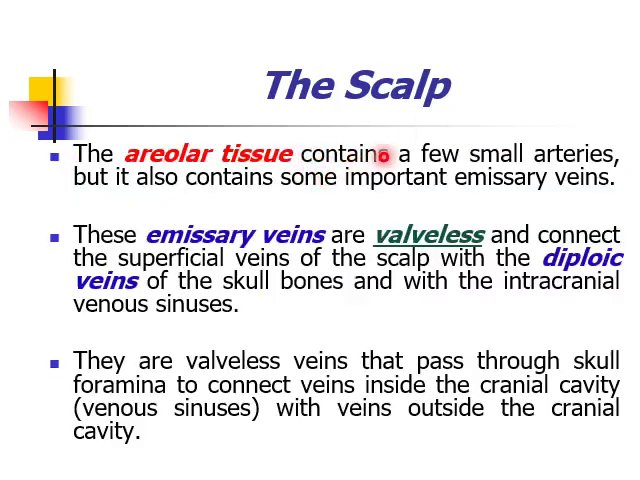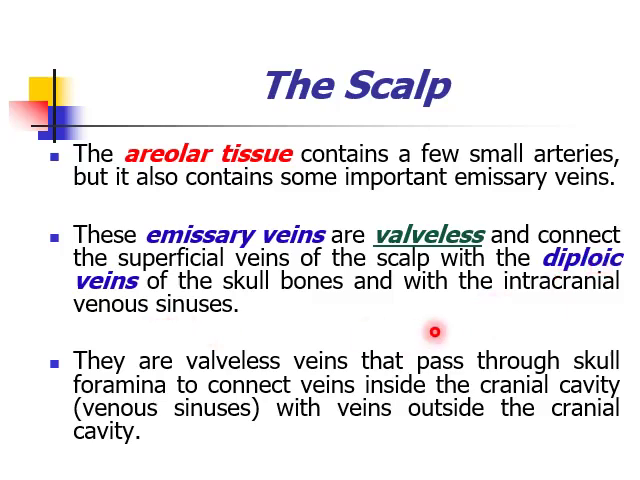This areolar tissue contains a few small arteries, but it also contains some important emissary veins. What's the word emissary veins? Emissary veins are valveless veins connecting the veins of the scalp with the diploic veins, the veins supplying the bones of the skull, and the intracranial venous sinuses.